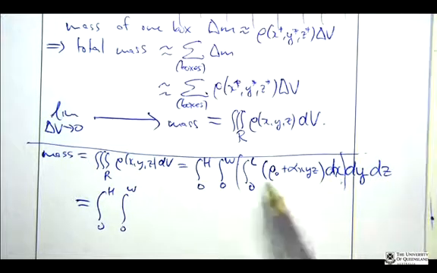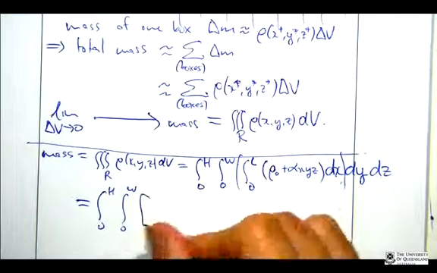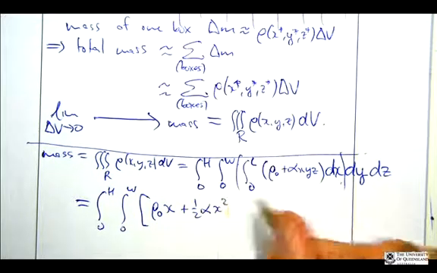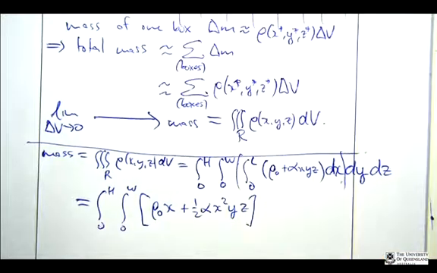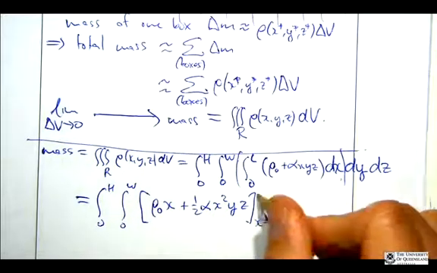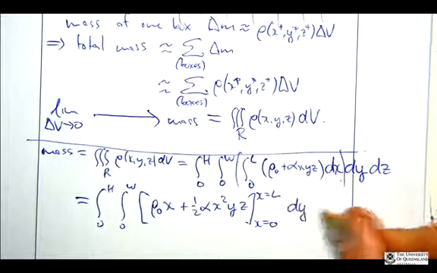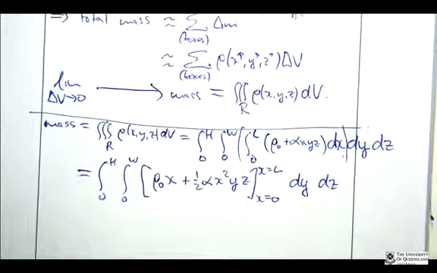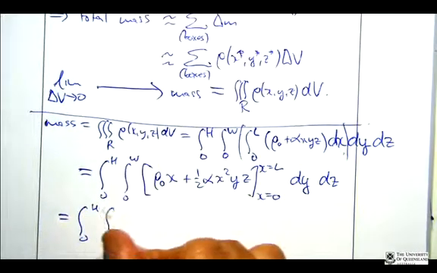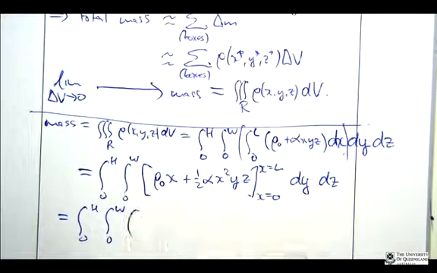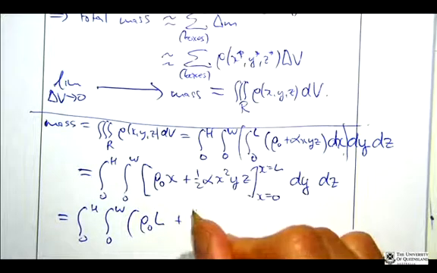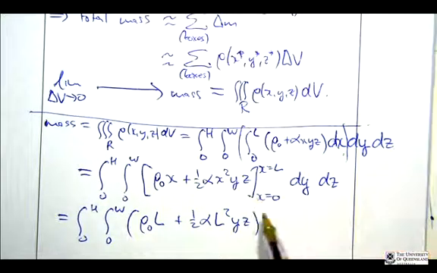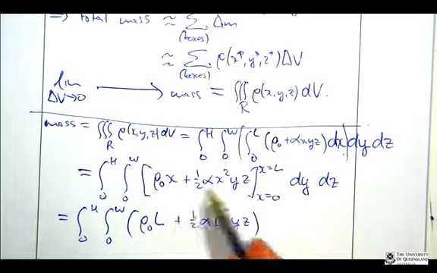And integrating with respect to x, we'll end up with rho naught x plus a half alpha x squared yz evaluated from x equals 0 to x equals L. You can see when I substitute in those bounds for x, I'm just going to be left with a function of y and z. So substituting in those bounds, we'll end up with rho naught L plus a half alpha L squared yz, and substituting in that lower bound just gives 0 everywhere.